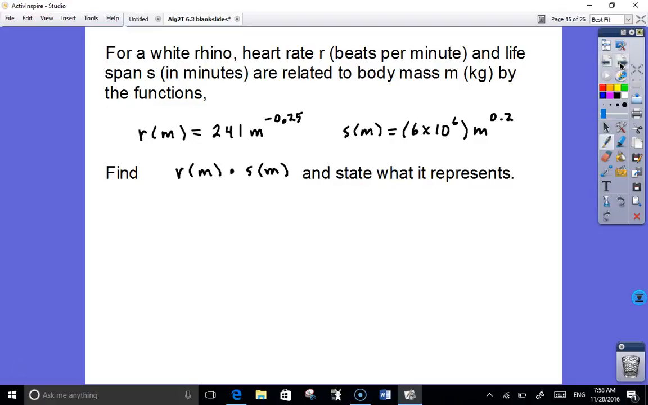Okay. For a white rhino, heart rate R, beats per minute, and lifespan S in minutes are related to body mass M, kilograms, by these functions, right? Again, note that this notation, R parentheses M, means R of M. It's a function. They're just saying R is a function of M, and S is a function of M. So they say, let's multiply these two and see what we get.